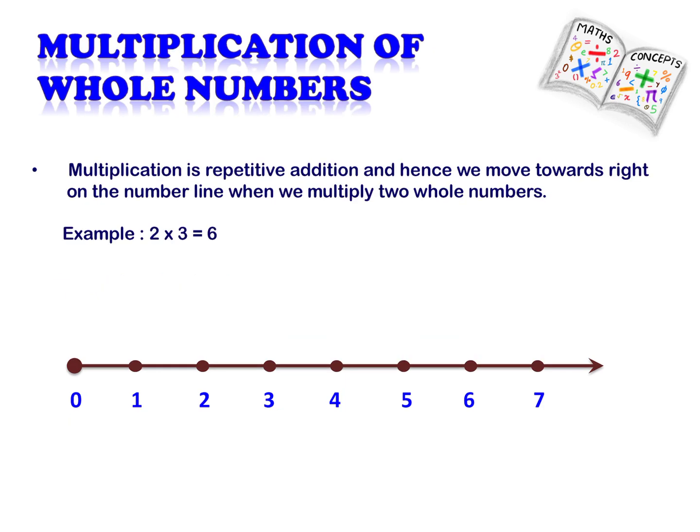Now next one is multiplication of whole numbers. We know that multiplication is repetitive addition. So for addition we move towards right on the number line.